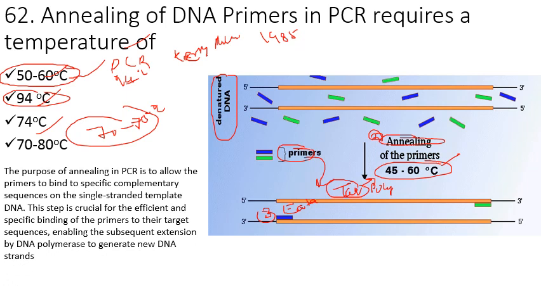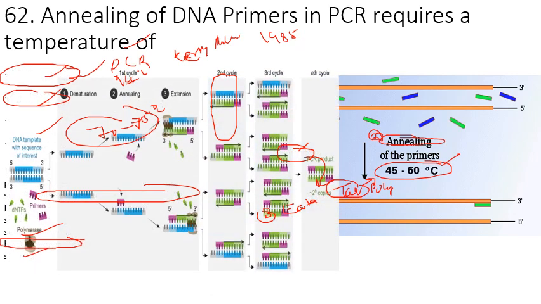So the purpose of annealing in PCR is to allow primers to bind to specific complementary sequences of single-stranded template DNA, and this step is crucial for efficient and specific binding of primers to the target sequences, enabling the subsequent extension by DNA polymerase. Basically this primer provides a site of attachment to this enzyme, that is DNA polymerase, to generate new DNA strands. So after many cycles it can produce a huge amount of DNA from a small amount of DNA. So this involves amplification of a small amount of DNA or specific DNA into a large amount of DNA.